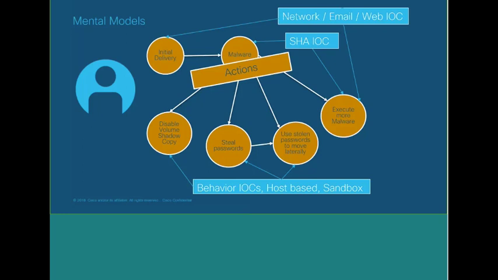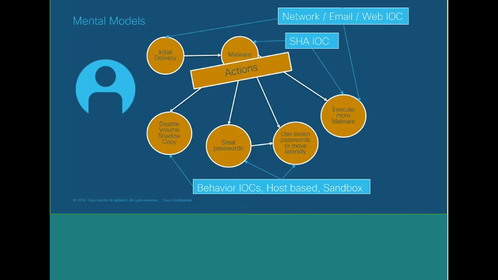Okay, so the initial delivery, it got into our network, so maybe we can find out how by looking at our network, email, and web indicators of compromise, looking for those things in our security technologies that protect those layers. It disables the volume shadow copy. Maybe we can see that with some behavior IOCs. We can see exactly what that looks like by running the malware in a sandbox. We can also use those same technologies to detect perhaps the stealing of passwords and lateral movements.